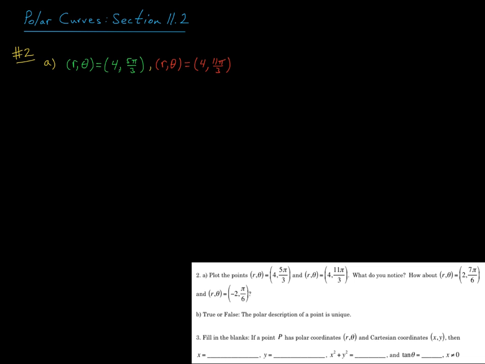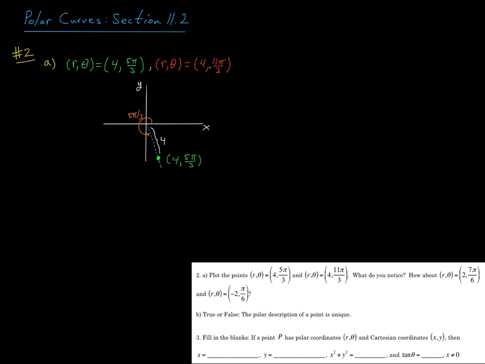To plot (4, 5π/3), as we discussed in the last video, we'll first rotate through this angle 5π/3. And then since r is positive, we're going to move outward along this ray 4 units in quadrant 4, and that puts us at this green dot. And so here is the location of the point (4, 5π/3).